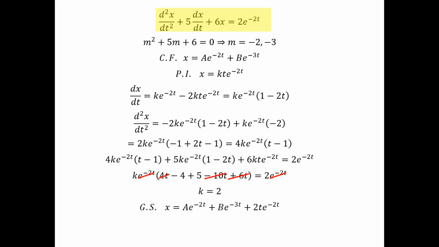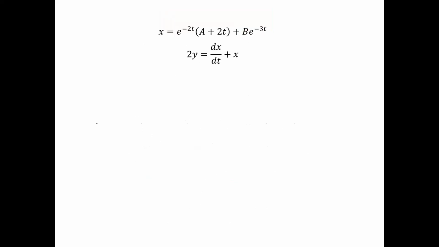So my general solution now with the k in, a e to the minus 2t, b e to the minus 3t plus 2t e to the minus 2t, and you might want to write it like that. So there's the x general solution. To get the y general solution, I want to use my rearranged equation, which had y in terms of dx over dt and x. The dx over dt, I have to differentiate my x general solution.